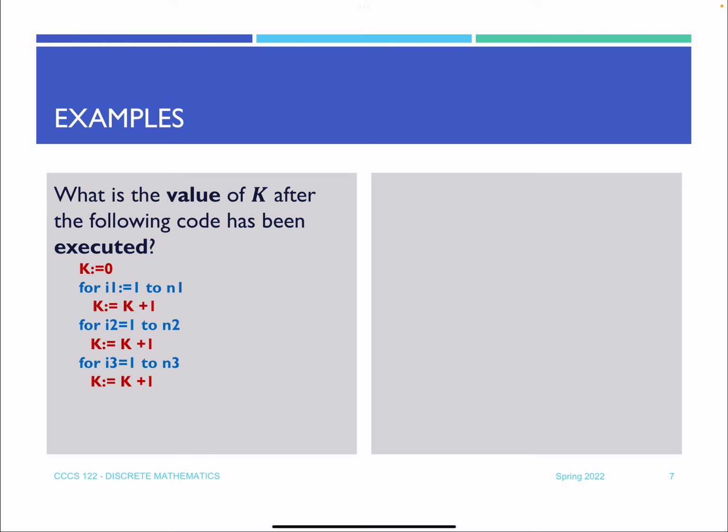Here's another example of a counting problem. We have some very simple pseudocode on the left, and it is asking what is the value of variable k after the following code has been executed. Variable k is initialized to 0 in the first line, and that is followed by 3 for loops. In each for loop, you can see we have the same thing happening. We are incrementing the value of k by 1.